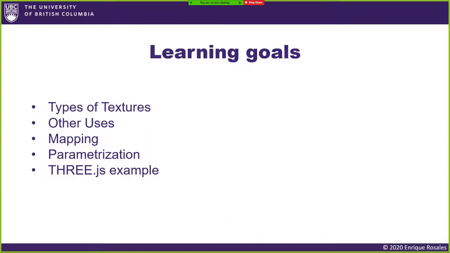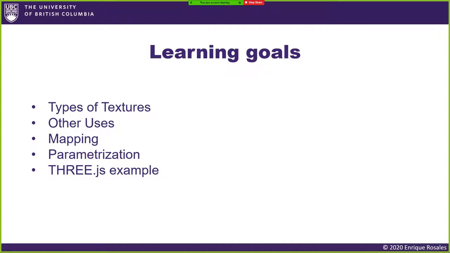We will talk about types of textures. We already discussed a little bit about that in our previous lecture. I will show you other uses for textures, right? We already saw that we can use the color of the texture not only for literally painting the color of the material, but also to create different surface effects, right? We will now use textures for other types of stuff.